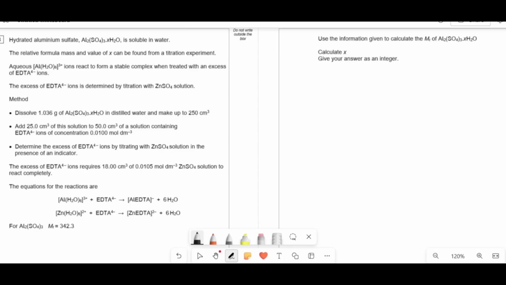First of all, basically, they've told us that this hydrated aluminium sulfate, Al2(SO4)3 . xH2O, is soluble in water. Great. They said you could find what x is and the relative formula mass by titration. Great. And then there's all this information. You are not reading all of that and taking it all in. I can sit and read all of this, but I literally won't process any of it. I'm just going to forget.